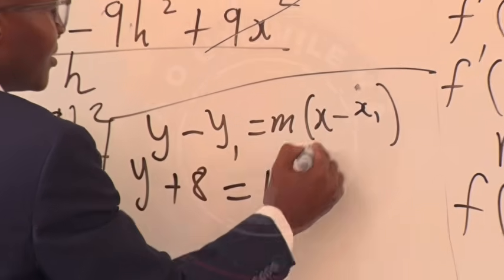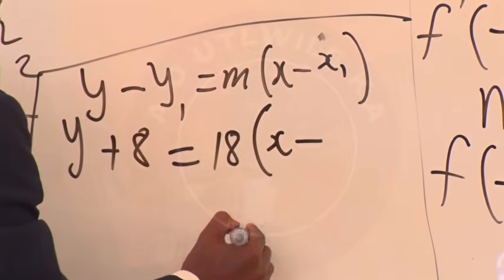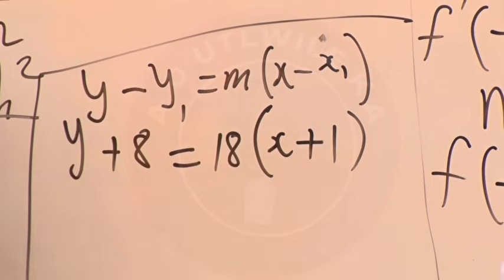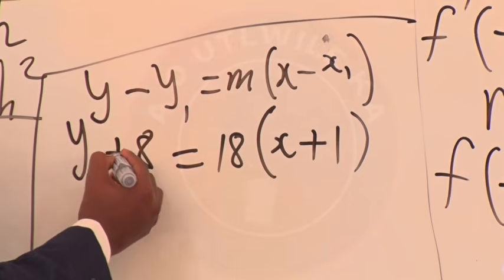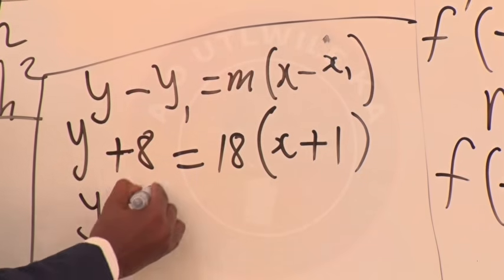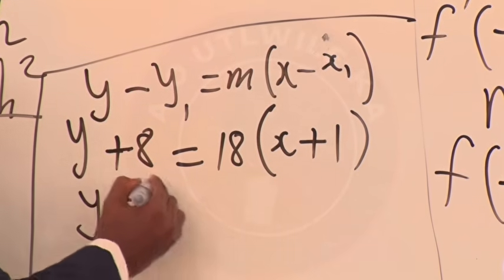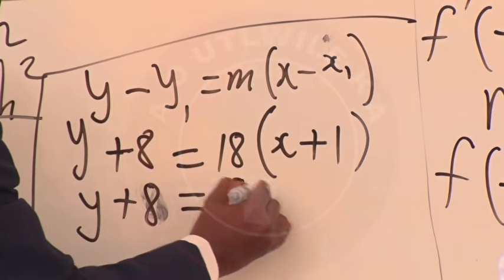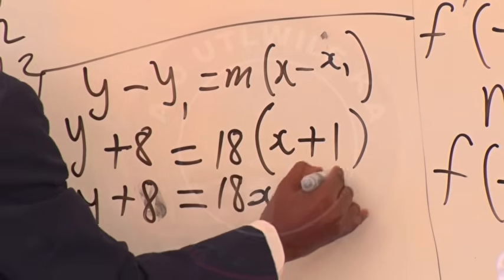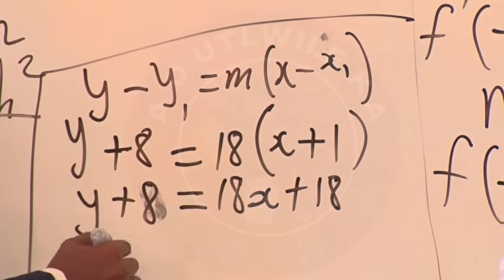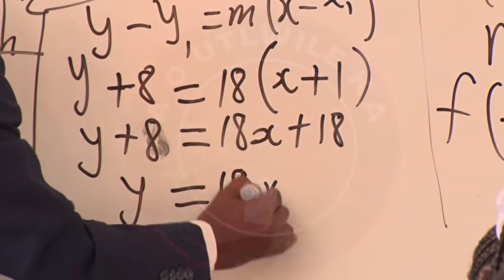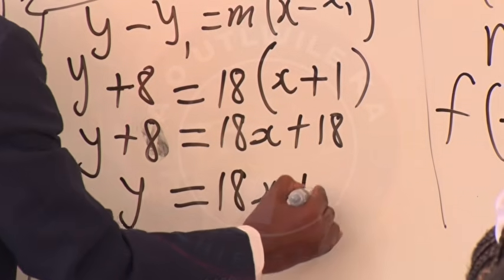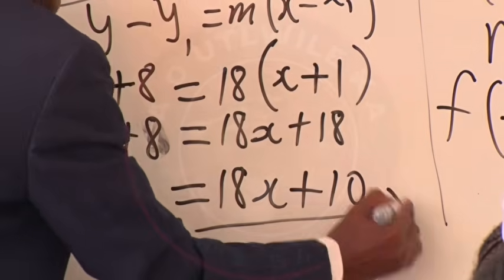18, the gradient, x minus plus y. I'll get a mark for substitution. Then this is just grade 8 stuff. y plus 8. Talk to me. Is it fine now? No. Talk to me quickly. y equals 18x plus 10. Have we answered the question?